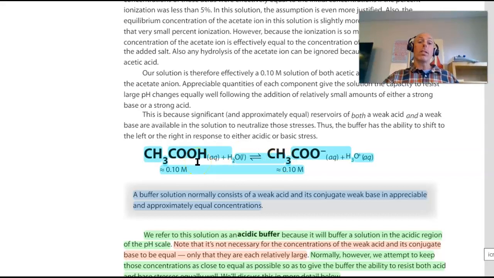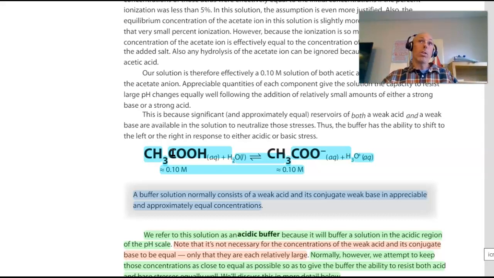This buffer system would have a pH lower than 7. This is an acidic buffer, and the reason why is this weak acid, acetic acid, has a Ka that is greater than this weak base's Kb. That's why it's called an acidic buffer. But if the base were to have a Kb higher than the weak acid, it would be considered a basic buffer.